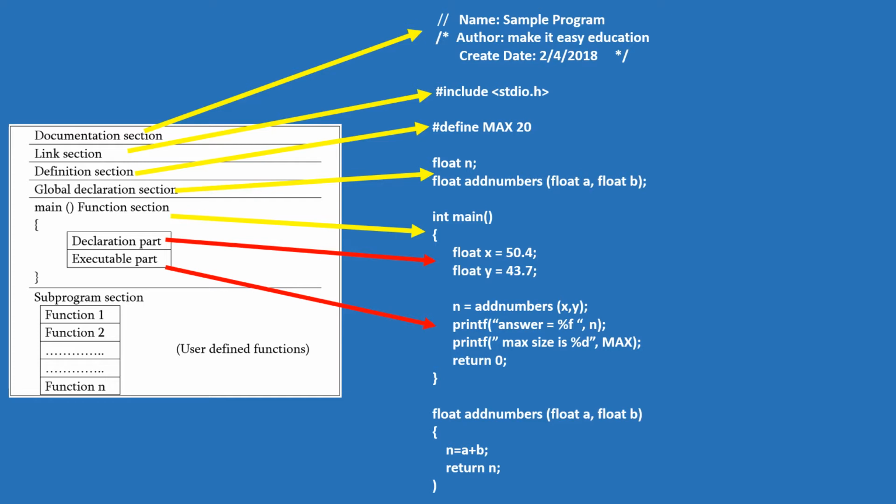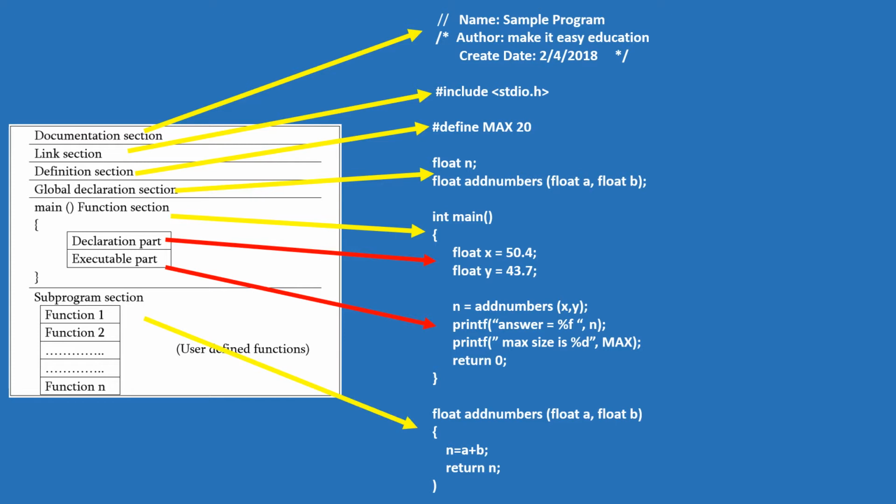These two parts must appear between the opening and closing braces. The program execution begins at the opening brace and ends at the closing brace. The closing brace of the main function is the logical end of the program. All statements in the declaration and executable part end with a semicolon.